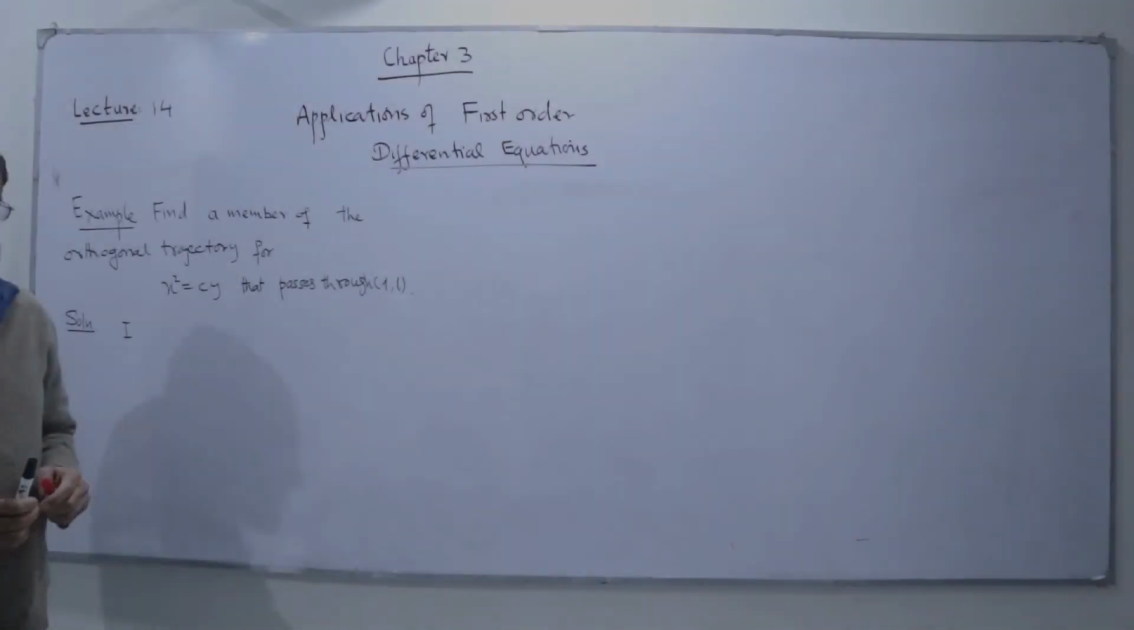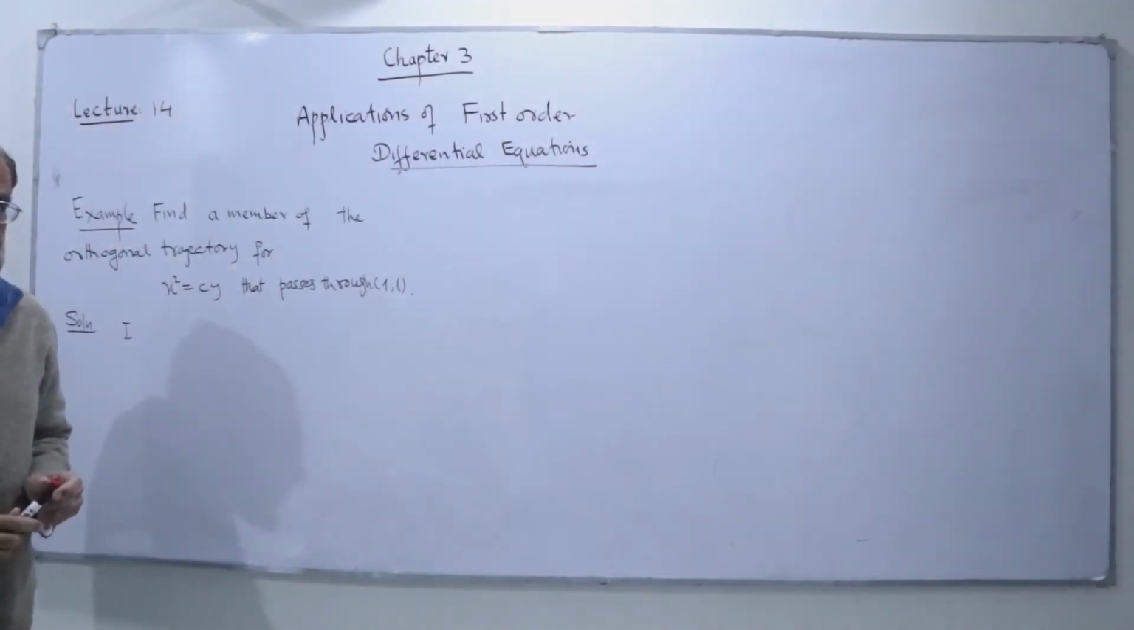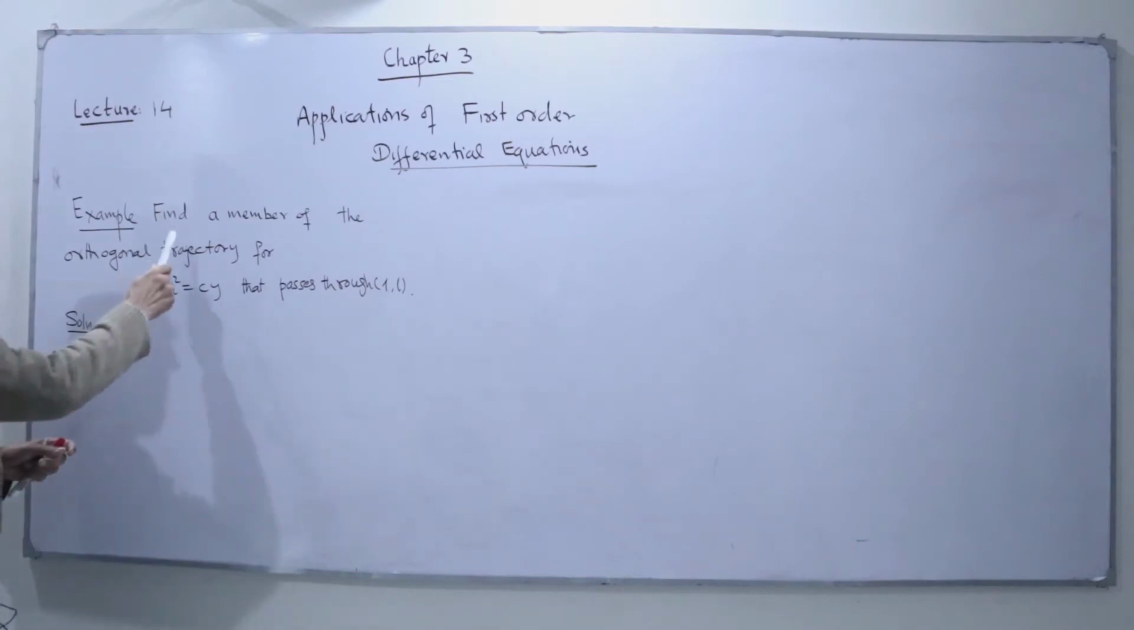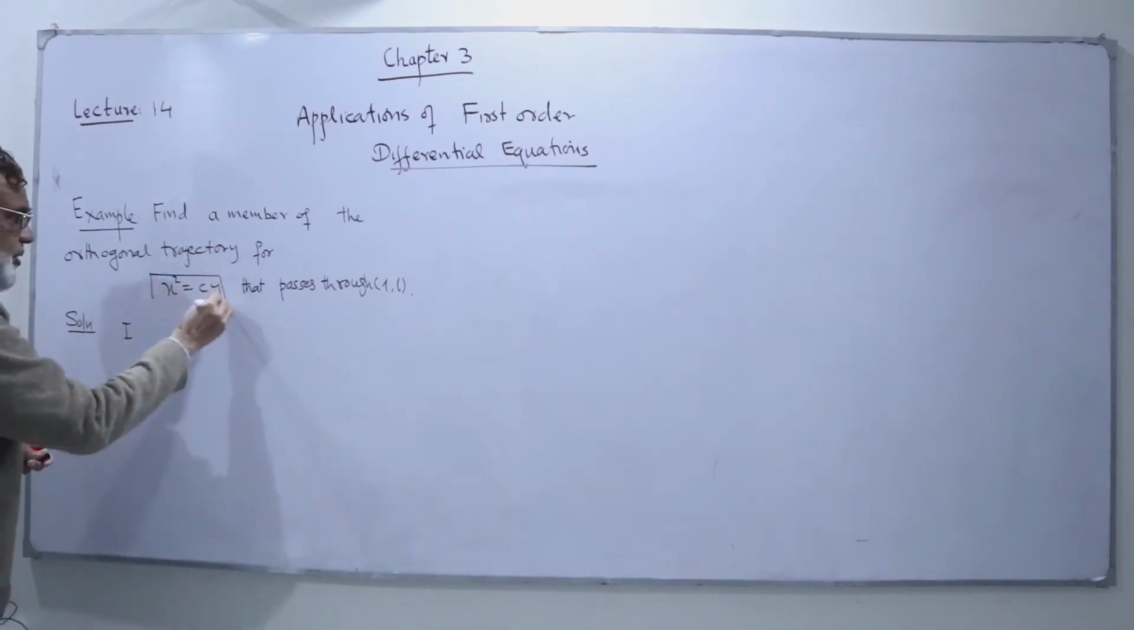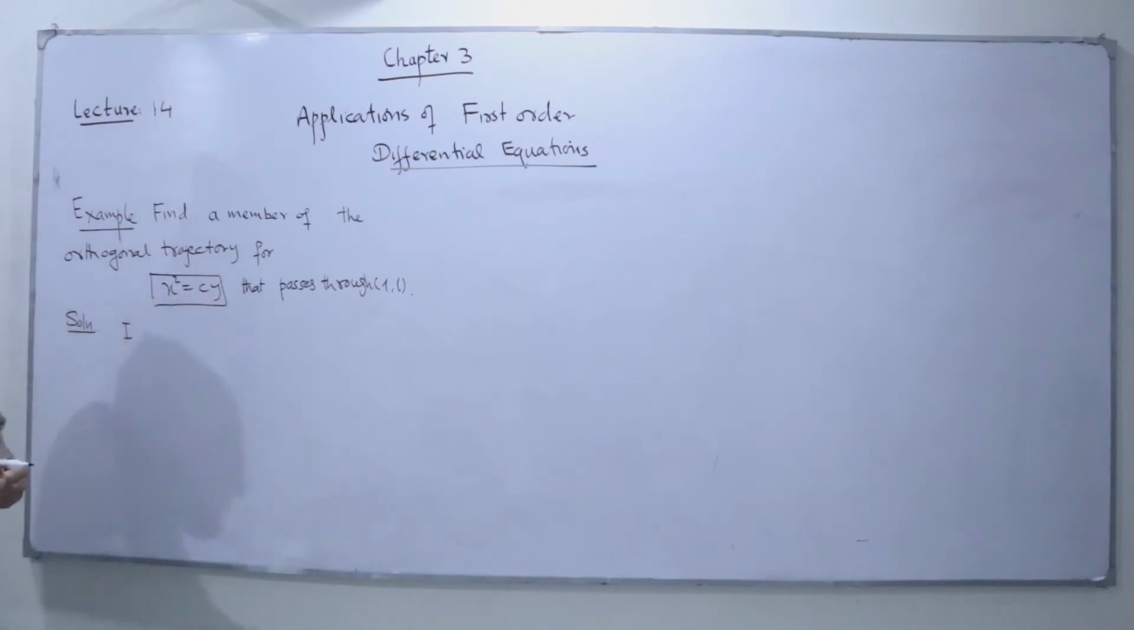I'll use one more example regarding the orthogonal trajectory. We want to find the member of the orthogonal trajectory for this function that passes through the point (1, 1). So here we first want to find the orthogonal trajectories, and then find the one which passes through point (1, 1). To get this, first we need the differential equation.